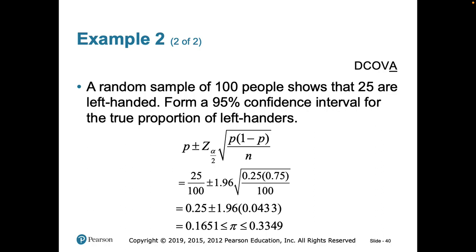So you have 25 divided by 100, plus minus 1.96, times the square root of 0.25, which is your proportion, times 1 minus the proportion, 1 minus 0.25, which gives you 0.75, divided by the sample size, which in this case is 100. Then you solve the first part, and then you do plus minus like we've been doing, and that's how you get 0.1651 and 0.3349.